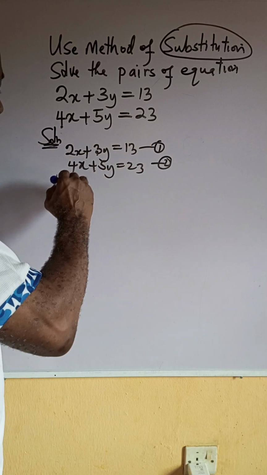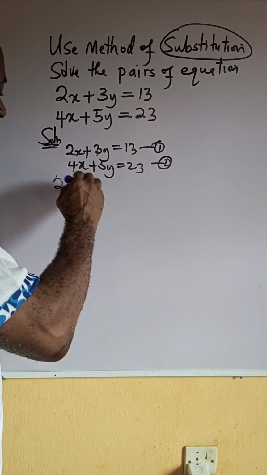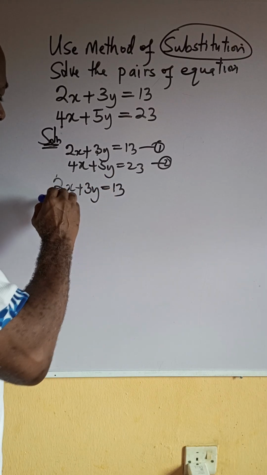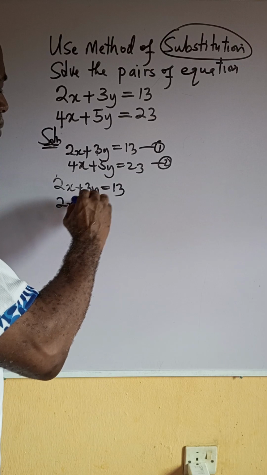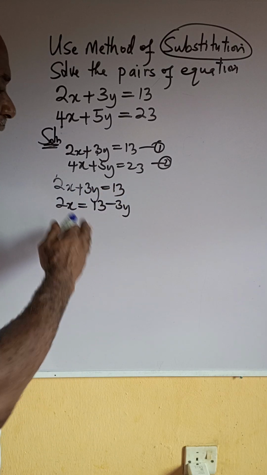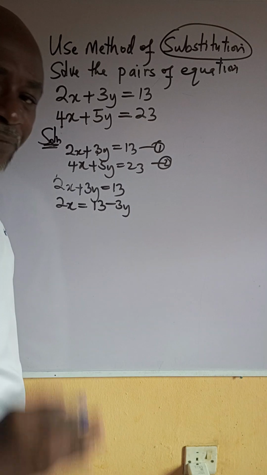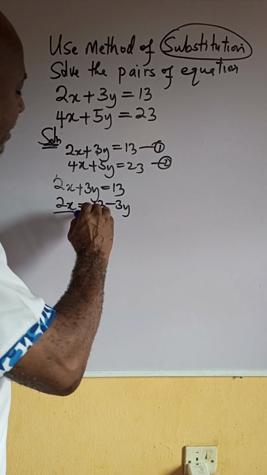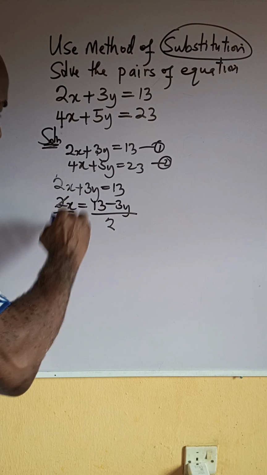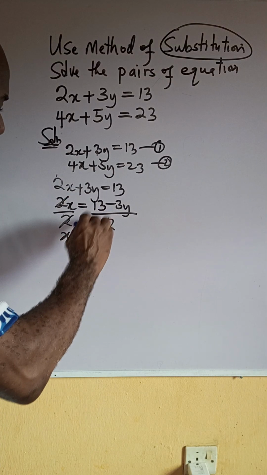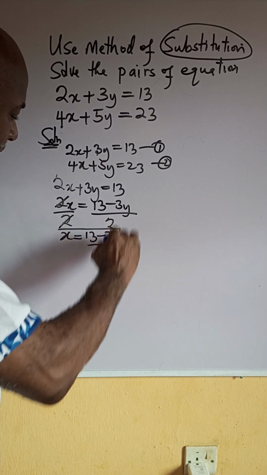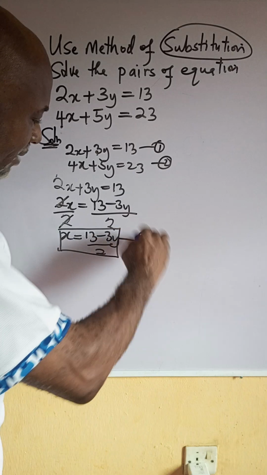From equation 1, 2x plus 3y equals 13. We can make x the subject of the formula so that 2x is equal to 13 minus 3y. All right? Since we want to make x the subject of the formula, we are going to divide both sides by the coefficient of x, which is 2, all right? So that 2 cancels 2. We are now left with x is equal to 13 minus 3y divided by 2. So I call this equation 3.